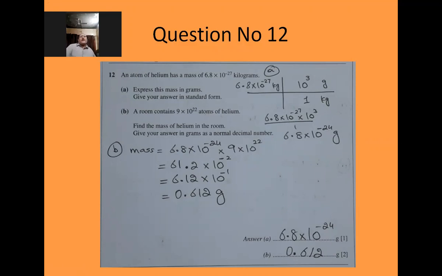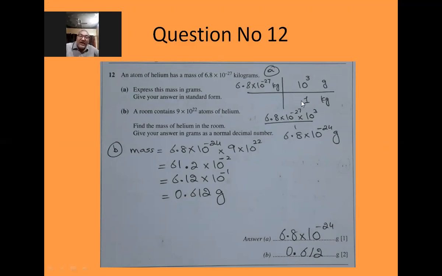So the atom of helium has a mass of 6.8 exponent minus 27 kilogram. Here you can see I have converted that into grams because the answer is supposed to be in grams. So you will have 6.8 exponent minus 27 kg, that is equal to the... Because I want this kg to be cancelled, I will write down here the kg. So kg can be cancelled. And here you have written grams.